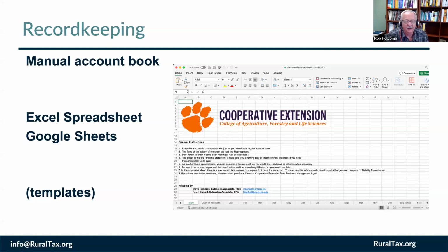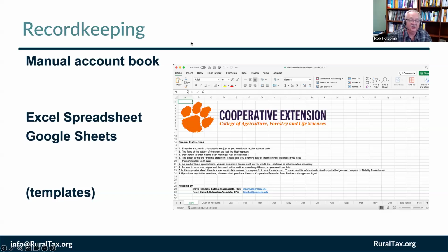Now, there is an Excel spreadsheet on the slide here from Clemson, and Excel spreadsheets are a good tool to use for record keeping. The only cautionary note I would give is that I'm a big proponent of reconciling the bank balances back to the bank statement every month, and it's a little harder to do that when you're sitting in a spreadsheet. It's probably easier to do that with software.